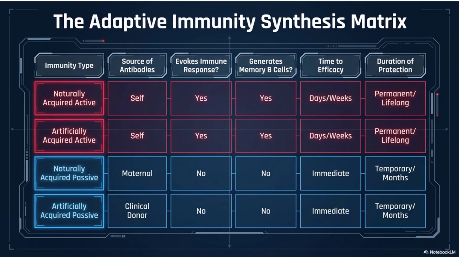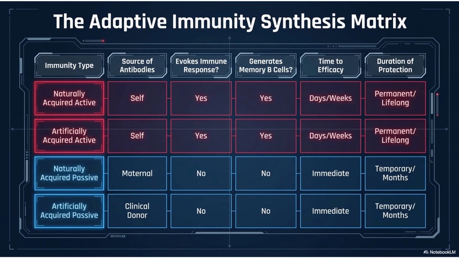Now to the two passive types, naturally acquired passive from the mother and artificially acquired passive from a clinical donor. Here the antibody source is from someone else, and this is the decisive column. Neither one evokes an immune response, and neither generates any memory. Because the antibodies are pre-made, the time to efficacy is immediate, but with no memory to sustain them, the duration is only temporary, weeks to months.